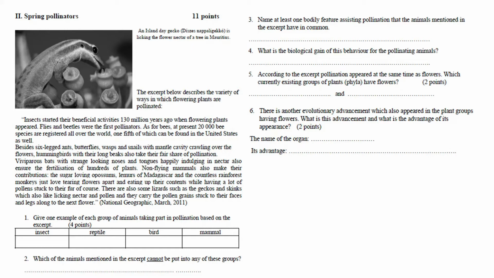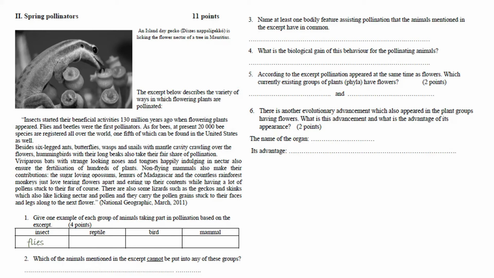Give one example of each group of animals taking part in pollination based on the excerpt. There are many possible answers that can be accepted in here. From the text, you can actually figure out the answers. So for the insect, I just write flies.